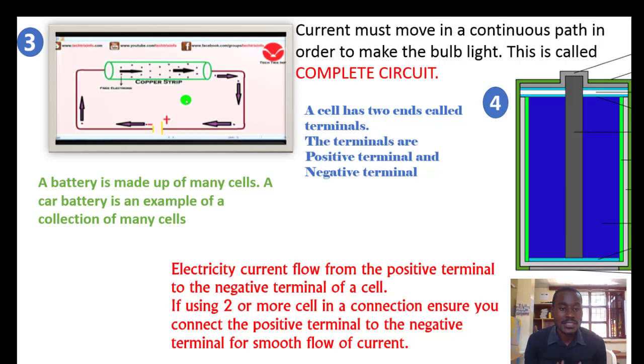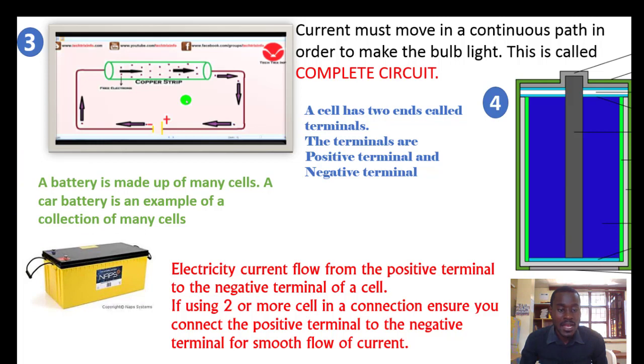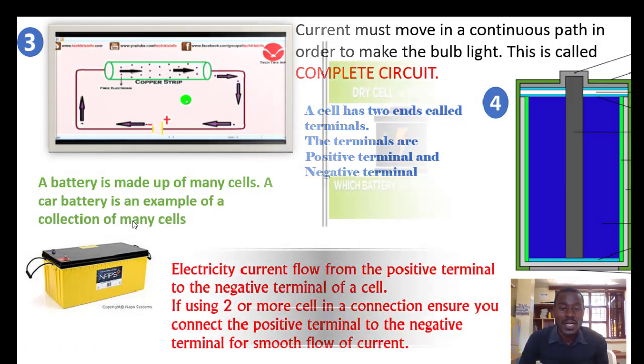Now, somebody might ask, what about a battery? A battery is made up of many cells. Like this one, we say these are dry cells. So we have dry cells and wet cells. Connection of different cells gives us what is known as a battery. An example of a battery is a car battery. You can see one on the screen with us. That is an example of a battery.